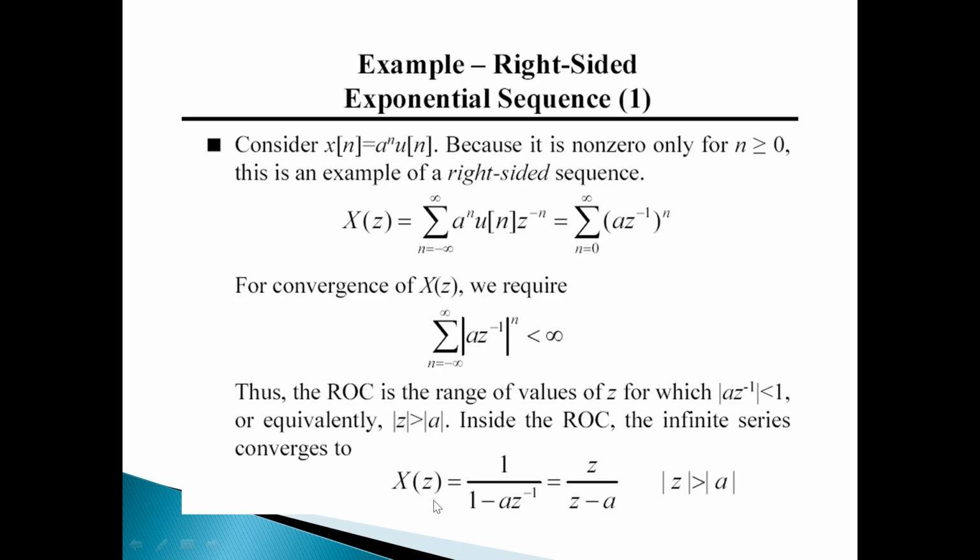Finally, the Z transform of this will be X(z) equal to 1 upon 1 minus a z inverse, or we can write z upon z minus a. For calculating the ROC, we'll substitute |a z inverse| less than 1, and we'll get the value |z| greater than |a|. That is the ROC for this function, and z greater than a is nothing but the exterior of the circle, which we have discussed in the previous slide.